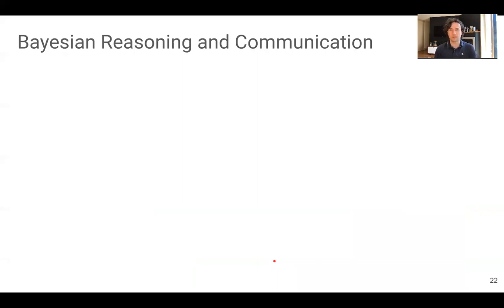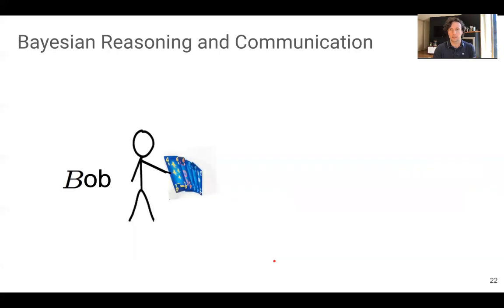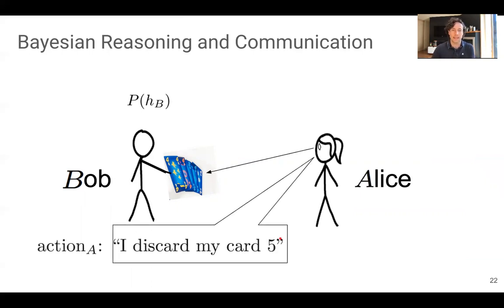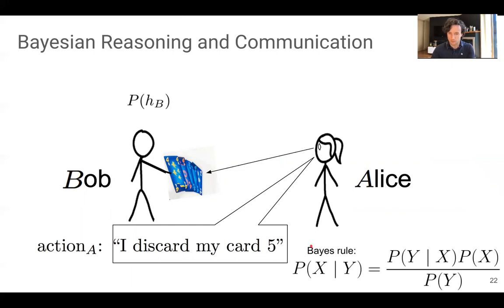So let's talk a bit about Bayesian reasoning and communication. So imagine that you have Bob. Bob's holding his hand away from himself, but Bob has a belief of what hand he might be holding. So this is P of HB, the hand of Bob. And then Alice joins the game, the teammate. Alice takes a look at Bob's hand and then says, hey, the action of Alice, I will discard my fifth card. So what should Bob do? Well, Bob should now update his belief because he just obtained the information. Alice looked at his card and then decided to do something. That's fundamentally a Bayesian problem. And you can look at Bayes' rule here.